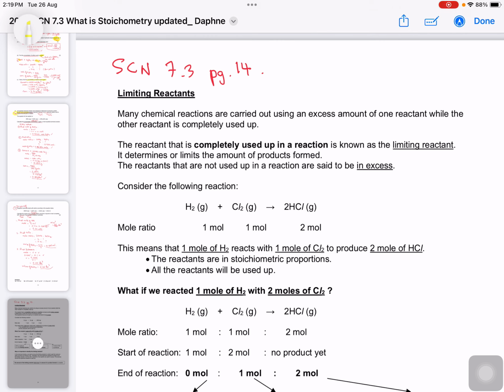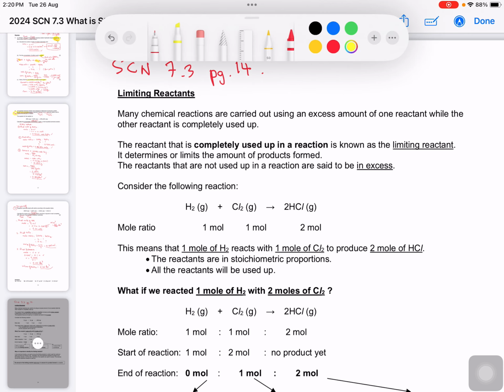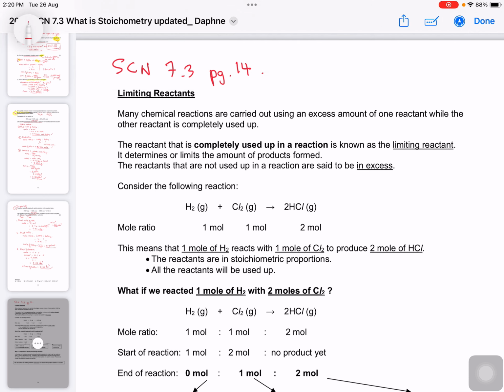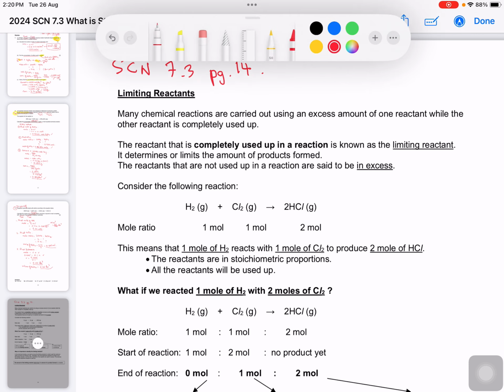Now, let's just talk about a normal chemical equation. Let's say a chemical equation has got X and Y, right? So you're going to react X together with Y. So how much X are you going to add and how much Y are you going to add? If you do not know, you just anyhow add one of them, either X or Y, and one of them will be completely used up while the other one will be excess.